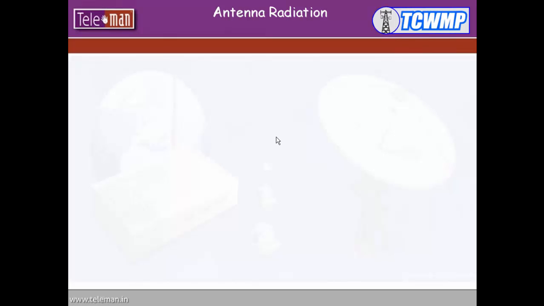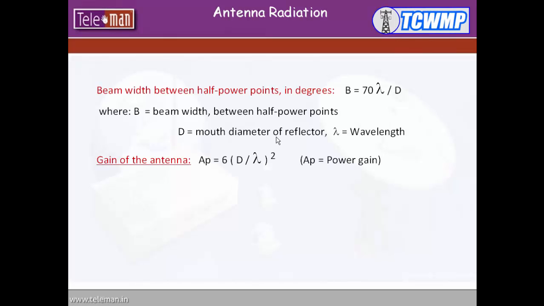Another one is antenna radiation. In antenna radiation, beam width is the most important one. So here, beam width between half power points in degrees is mentioned. How to calculate the beam width? B is equal to 70 lambda by D, where B is beam width, D is the mouth diameter of the reflector, and lambda is wavelength.